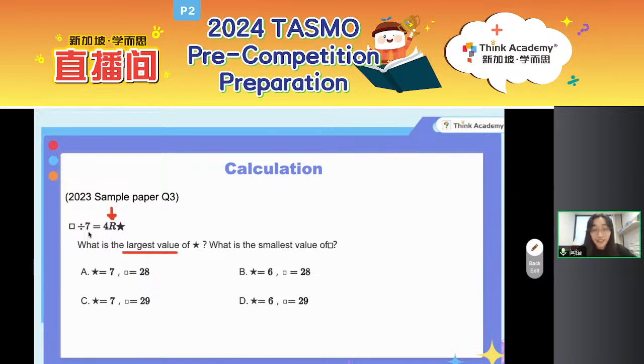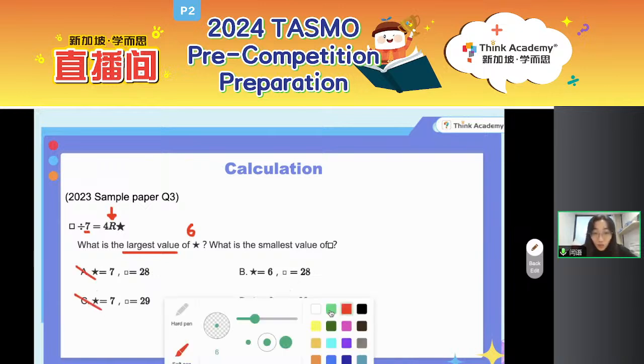Because the divisor here is just a 7. Remainder must be smaller than divisor, right? Okay, so here you can see that it must be smaller than the divisor, then what is the biggest number that is smaller than 7? Correct, that is 6, okay? So now you see that the star can only be 6 for the maximum. So here, actually, we can cancel A and C already.